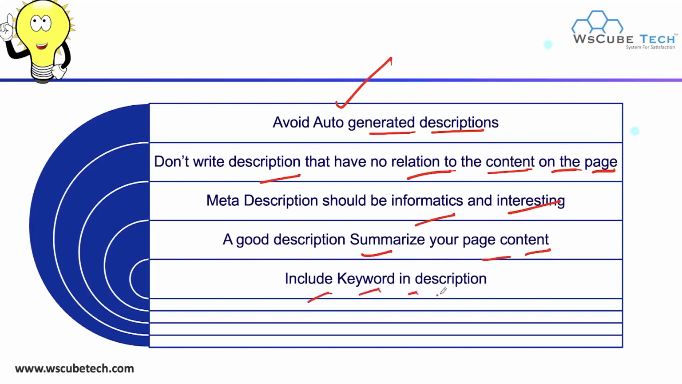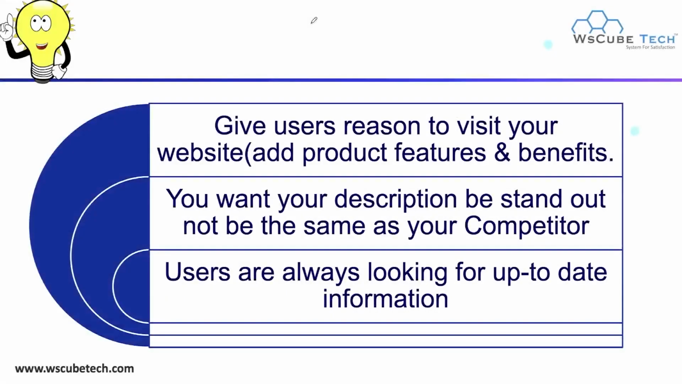Include keyword in description. Just like you can mention your keyword in your title, in the same way you have to mention your particular keyword in your meta description. Next, give users a reason to visit your website. You have to add your product features and benefits. Let's suppose you have an e-commerce website and you want to write a meta description for a web page that contains your product or services.